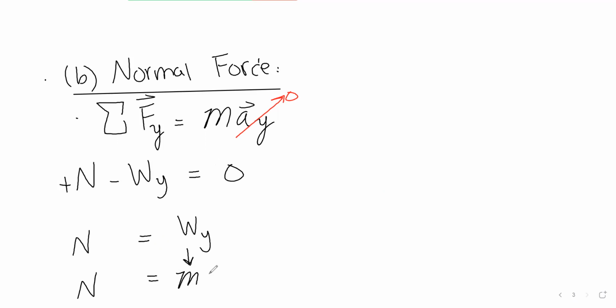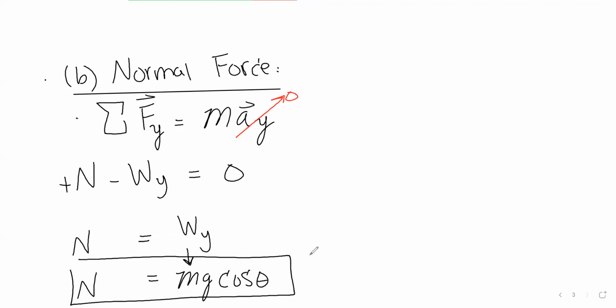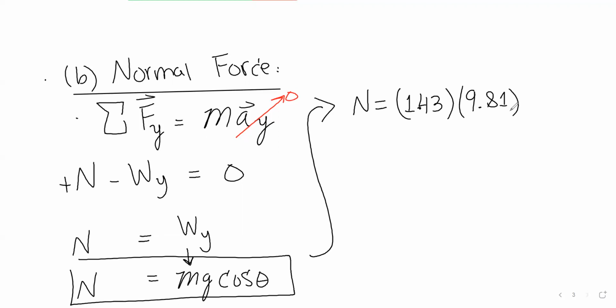And Wy is mg cosine theta. So in this case, this is the expression for the normal force. Normal force equals the mass, that was 1.43, acceleration due to gravity, that's 9.81, and then cosine 25. So normal force equals 12.7 newtons.